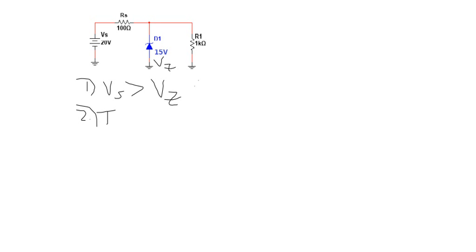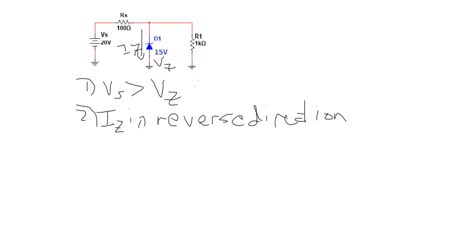All right, the current has to be in the right direction, which is pointing opposite the direction of the diode. Current needs to be going this way to go into breakdown. We call it IZ because I'm going to do something with it later. IZ has to be in the reverse direction. 3, it has to be a completed circuit.